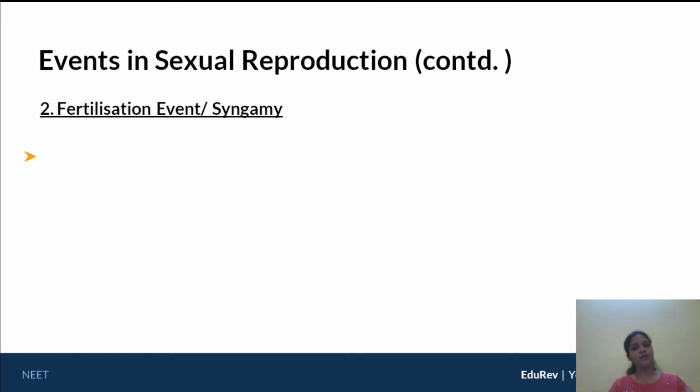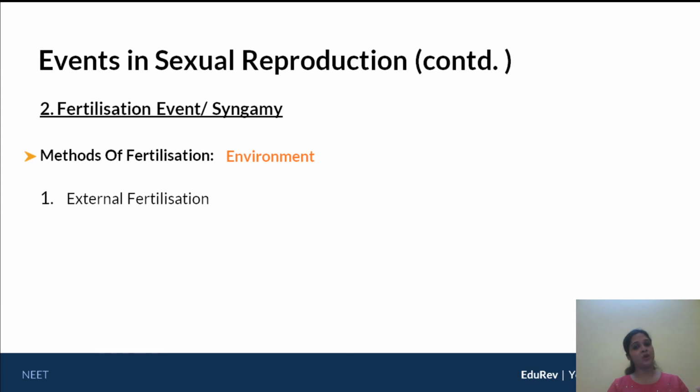Now, let's move on to the next event. So we've studied pre-fertilization. We move on to the next event, that is fertilization or syngamy. Syngamy, the word syn implies synchronized gamete fusion. Now, what are the different methods of fertilization? These different methods of fertilization basically come in because of the environment in which fertilization is occurring. For example, you can have external fertilization, but you can also have internal fertilization.